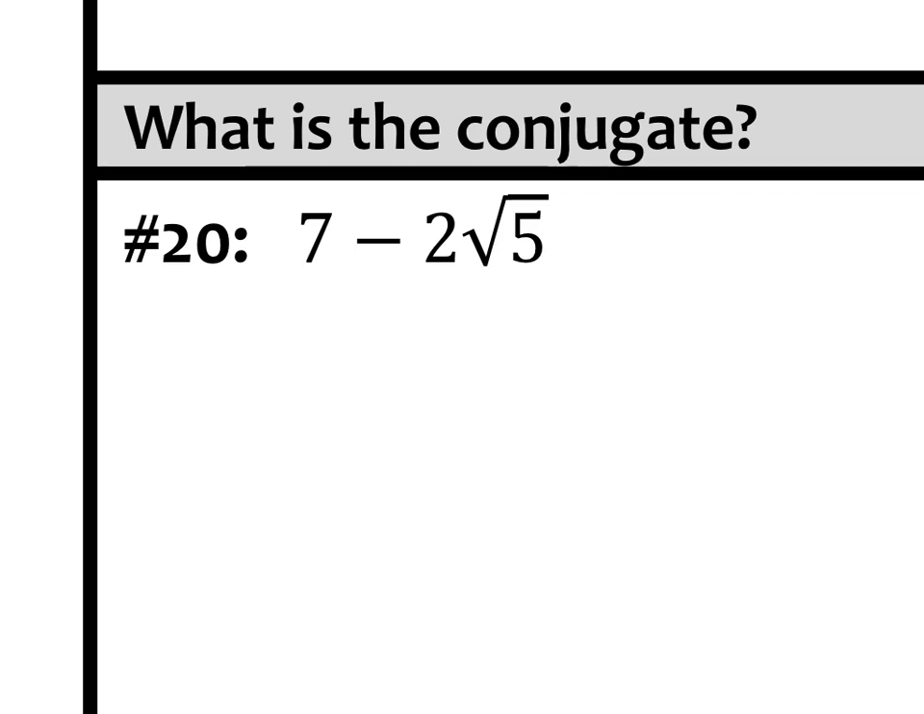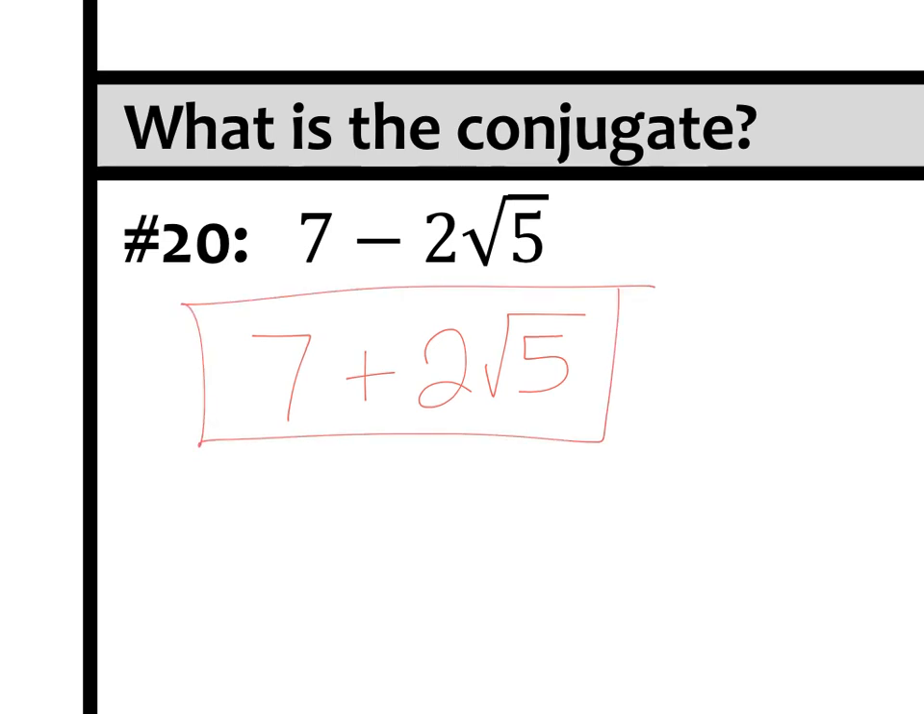Number 20, conjugates are super quick problems. The conjugate really just means that we're going to have the exact same thing, except in the middle, instead of it being a minus, you're going to put a plus. If it was a plus, you would just make it a minus. So you flip the middle sign and you are done.